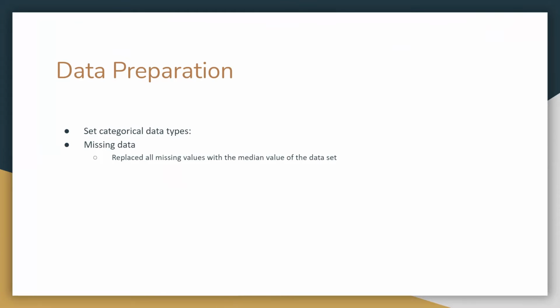Larry. To prepare the data, for data preparation, we took our numerical data types and changed them to categorical data types. We also replaced missing data, the missing values, with the median value in the data set. This was in the age category.